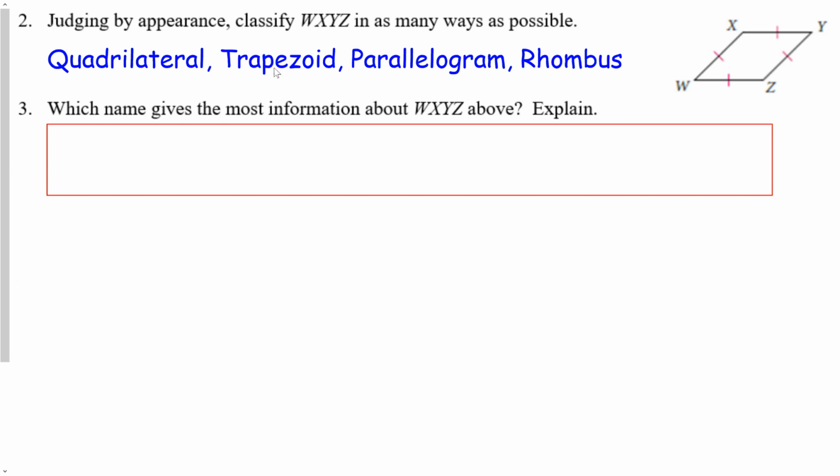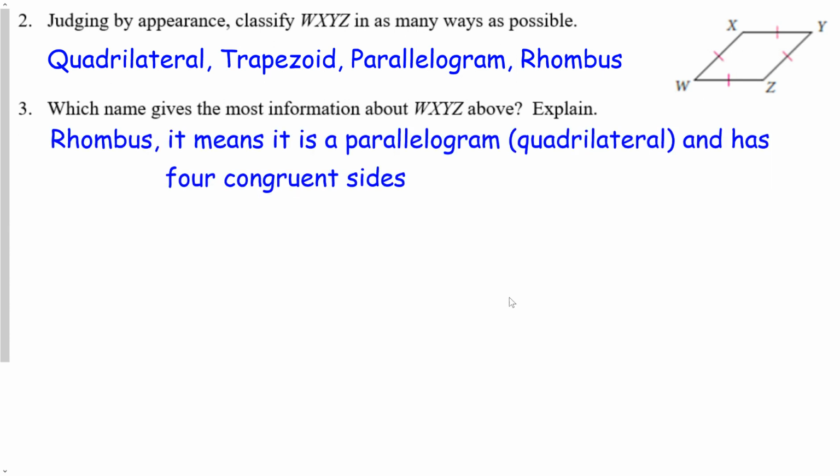Now, which of these names gives us the most information about this quadrilateral WXYZ? The most specific name would be the rhombus. It tells us we have a parallelogram, meaning we have both pairs of opposite sides that are parallel, which we also know is automatically a quadrilateral. And with our new inclusive definition of a trapezoid, once we know we have a parallelogram, we also know that it's a trapezoid. And the biggest key, why it's a rhombus, is that it tells us we have four congruent sides.